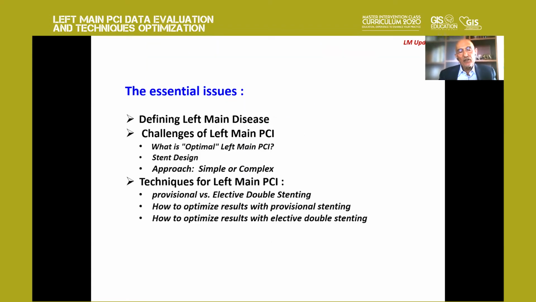So first of all, who should receive revascularization? We should define left main disease first, and that means we should be sure that we are doing it correctly, that the indication is correct. That means left main having a significant stenosis. Then the challenge with left main: what's optimal left main PCI, whether it's one stent or two stents, which kind of stent to use, which approach, simple or complex, and how to optimize both provisional and double stenting as well. So all these challenges are in left main.